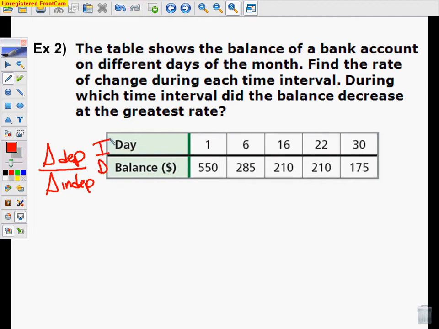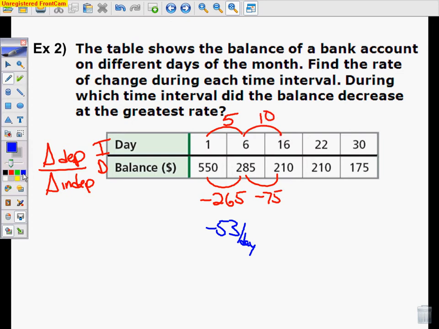All right. So I'll just say this is our dependent. This is our independent. So in the first time interval, from day 1 to day 6, how much money did we lose? Well, we went down by $265, and that was over a 5-day period. So if we take our change in our dependent, divide that by the change in our independent, we find that the change was negative $53 per day. All right, so that was our first rate of change. Then we can keep on going. Here, we went down $75, and that was over a 10-day period. So once again, divide that out, we see that on that time interval, we went down $7.50 per day.